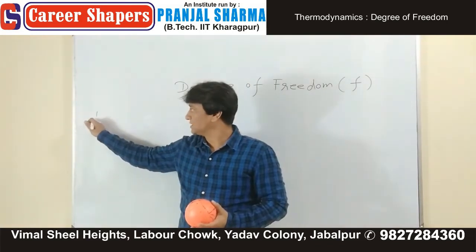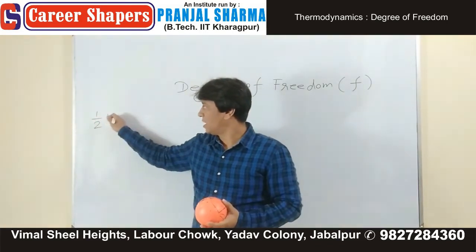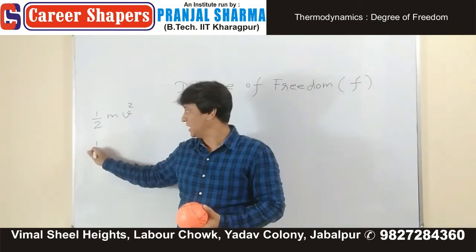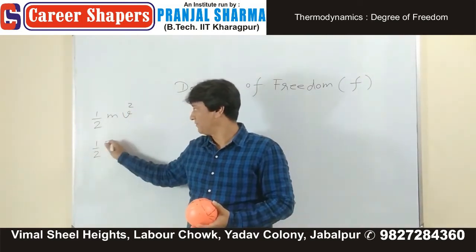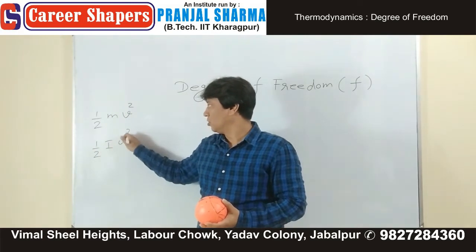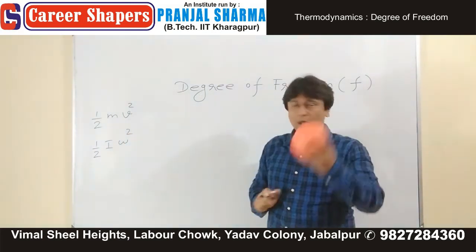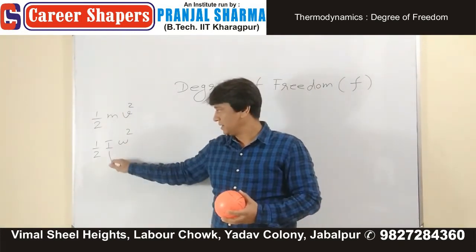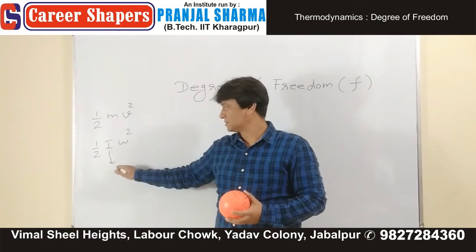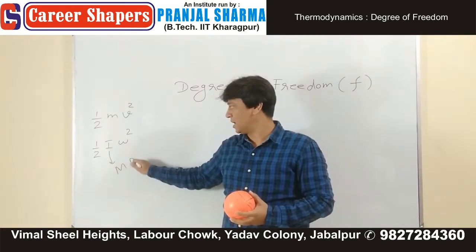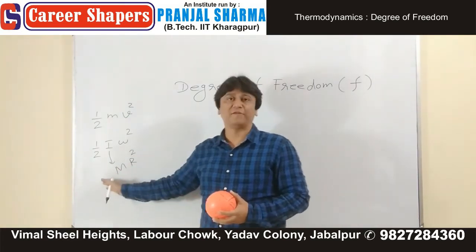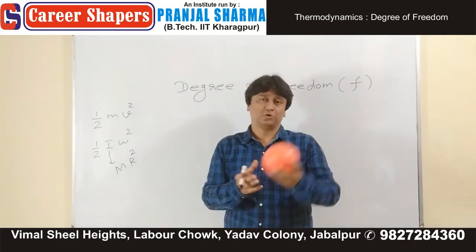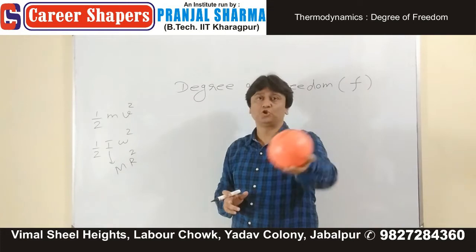What is translatory kinetic energy? Half mv square. What is rotational kinetic energy? Half I omega square. Now let's focus on this half I omega square part. This I is basically of mr square type with a coefficient. If you consider the atom as a hollow sphere, 2 by 3. Solid sphere, 2 by 5.